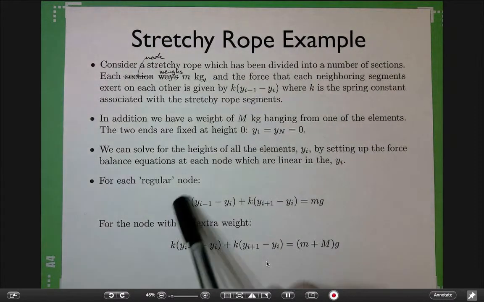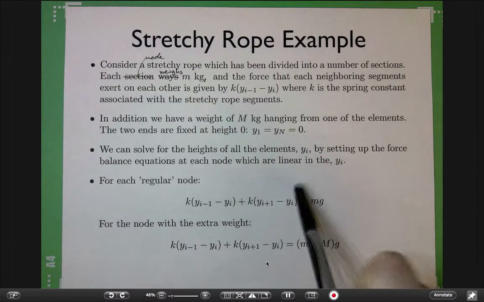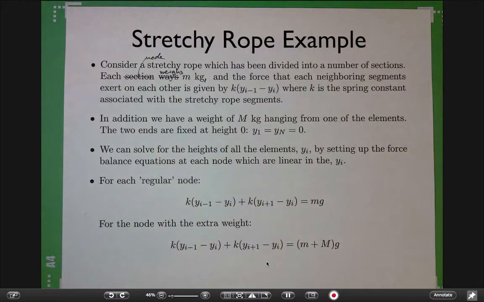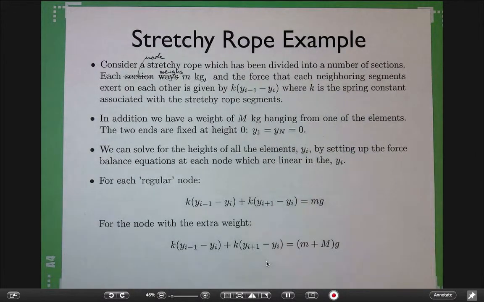So the equations for the internal nodes are like this. Here I just flipped the mg, so I took the minus mg and put it on the right hand side. For the node which has the extra weight, the equation is exactly the same except that I increase the mass, right? I use lowercase m plus uppercase M. The M is the mass of the extra weight attached to that node. And obviously y1 and yn are 0. They are fixed there.